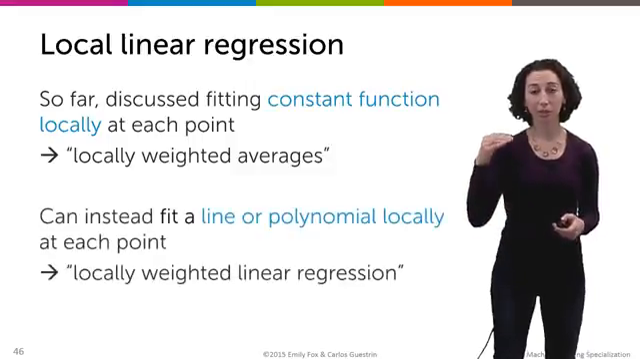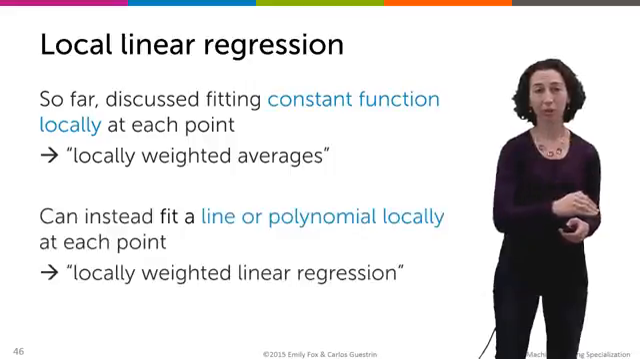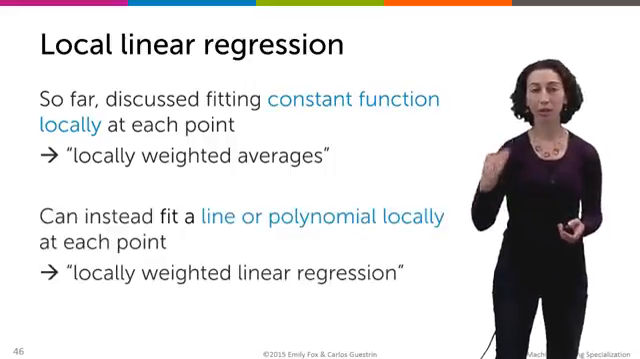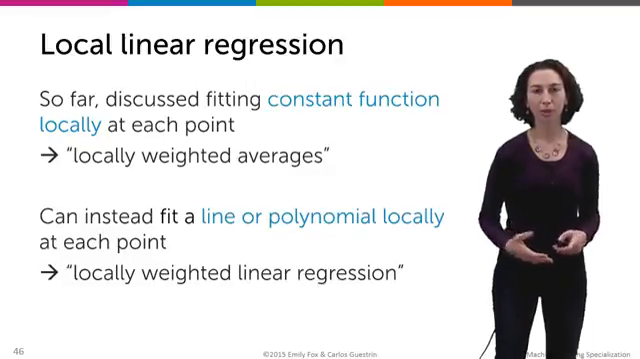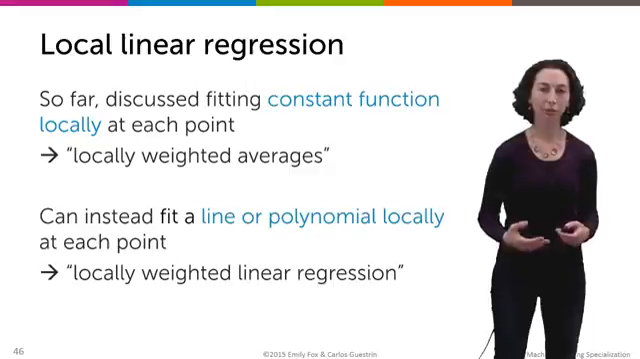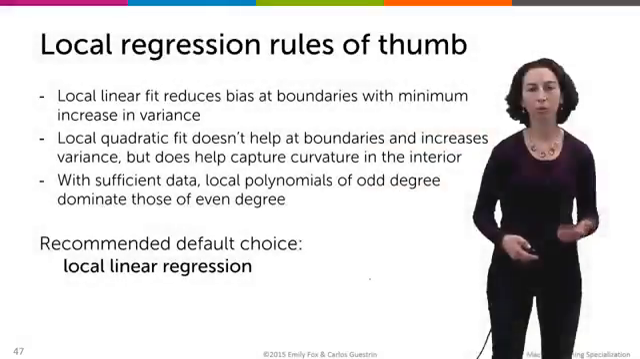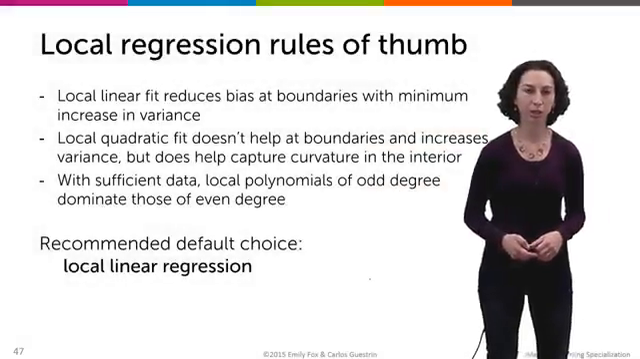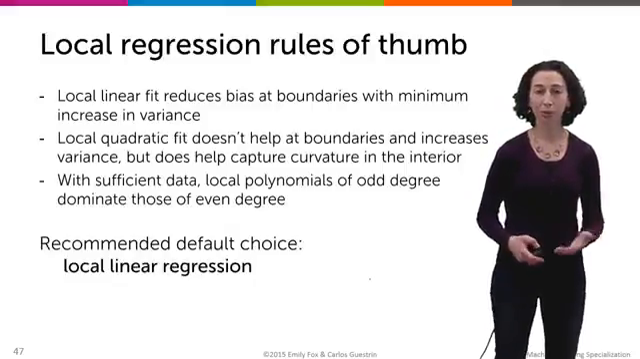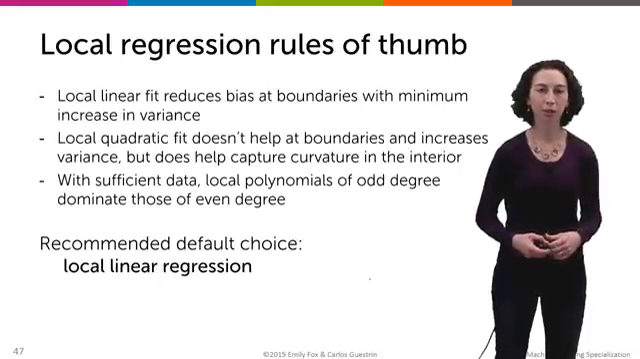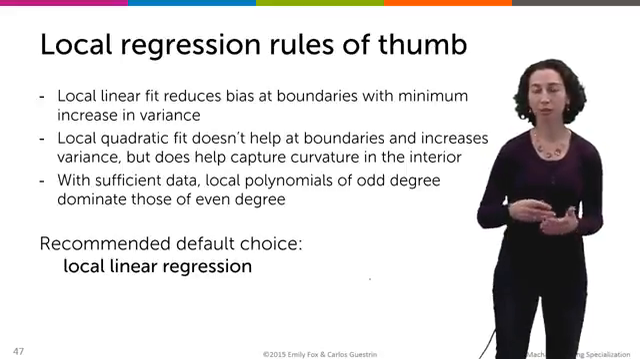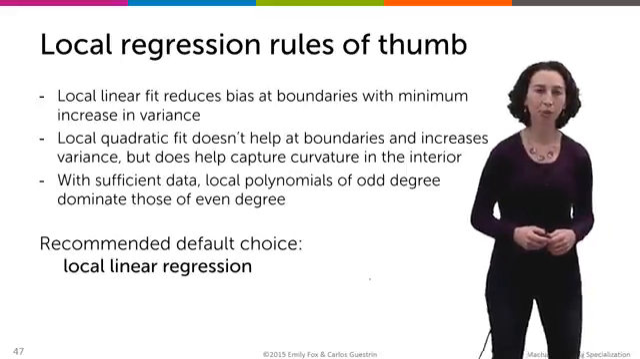But instead of fitting a constant at each point in our input space, we could have likewise fit a line or a polynomial. And so what this leads to is something that's called locally weighted linear regression. We're not going to go through the details of locally weighted linear regression in this module. It's fairly straightforward. It's a similar idea to these local constant fits, but now plugging in a line or a polynomial. But I wanted to leave you with a couple rules of thumb for which fit you might choose between the set of different polynomials that you have options over.